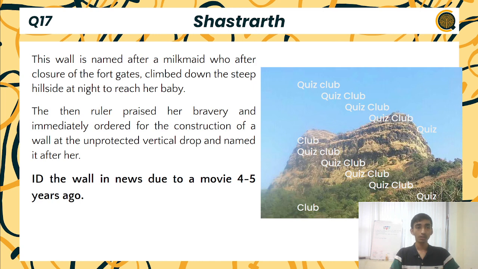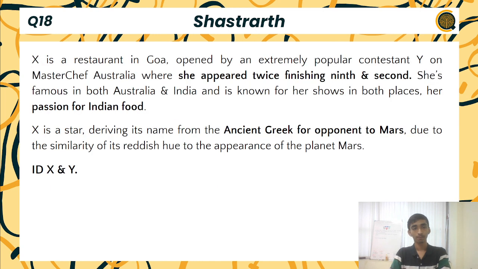So moving on, question number 18. X is a restaurant in Goa opened by an extremely popular contestant Y on MasterChef Australia, where she appeared twice, once finishing ninth and then finishing second. So, she is famous in both Australia and India and is known for her TV shows in both places as well as a passion for Indian food.